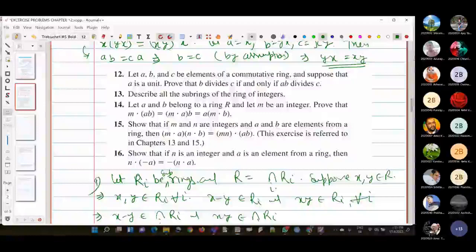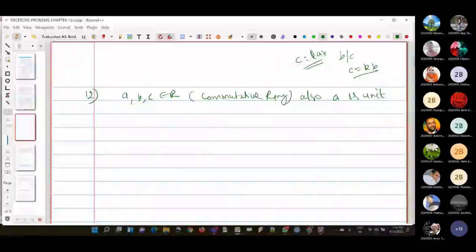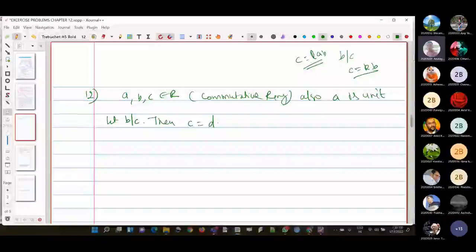If and only if, they are writing if and only if. Okay, let us see. Let us assume that B divides C. Then how can we write it? Then C equals D times B, for some D belongs to R.